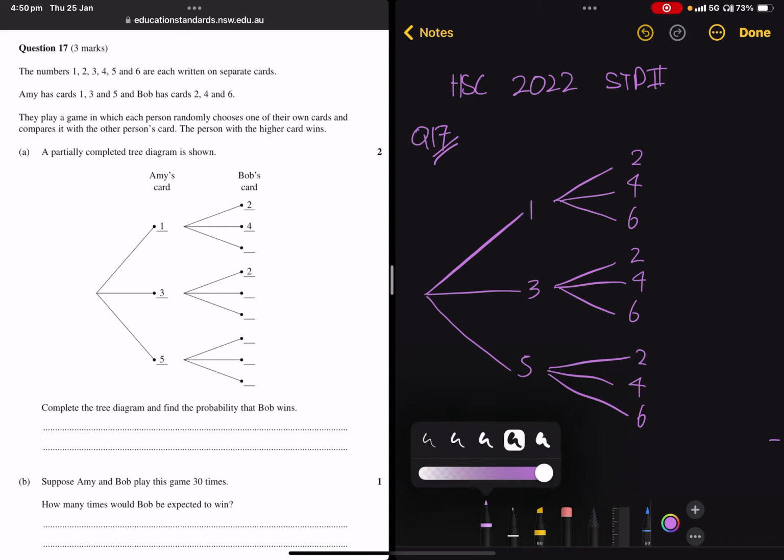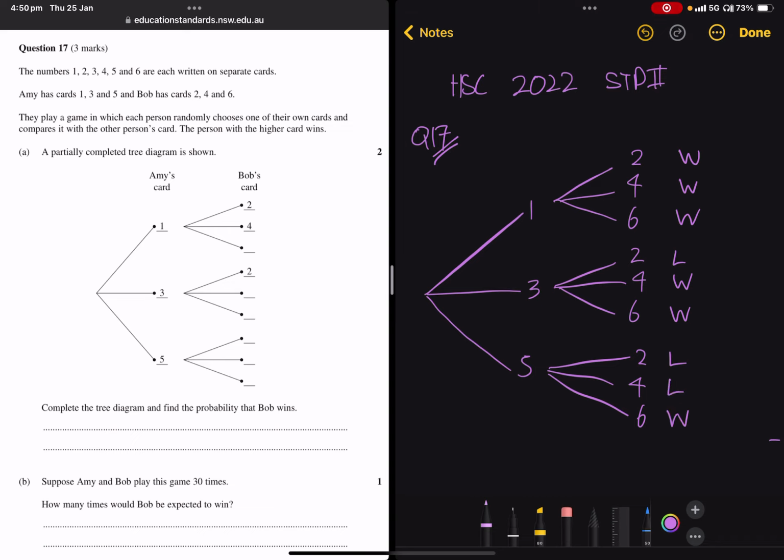The probability Bob wins. Well, we need to find how many of these 9 outcomes lead to Bob winning. So Bob wins the first one, the second one, the third one. He loses the fourth one, but wins the fifth and sixth ones. He loses the seventh and eighth ones, but wins the ninth one. So 1, 2, 3, 4, 5, 6. The probability that Bob wins is actually 6 on 9, which is 2/3. And this is the answer to part A.